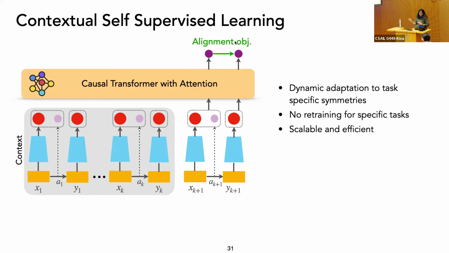So I would like to emphasize that just by using this causal transformer with attention and this idea of using paired data for context, we can allow dynamic adaptation to task-specific symmetries. And before this work, all the other works in the domain of self-supervised learning actually either enforce invariance or equivariance. And this is the first work which can allow you to dynamically change based only on test time without any retraining. And this is also very efficient because a transformer can produce the predictions for all the images or all the data points in the context in just one forward pass.